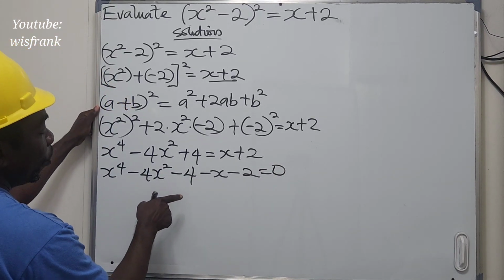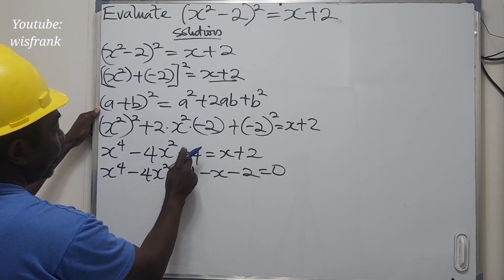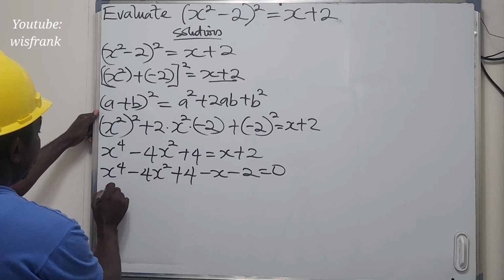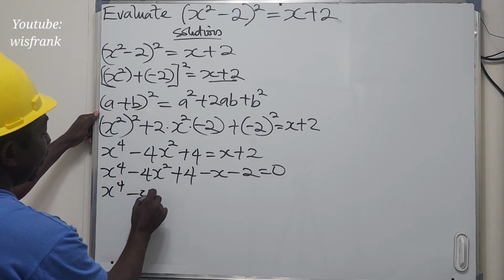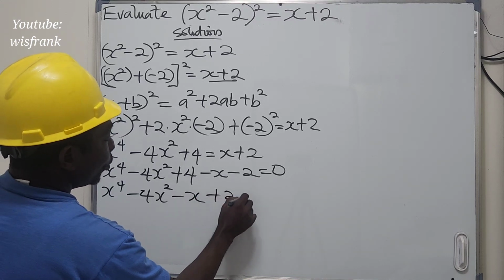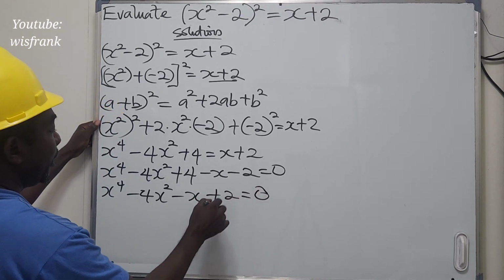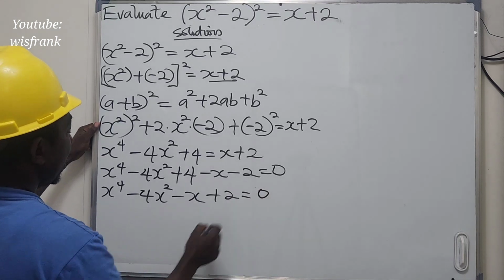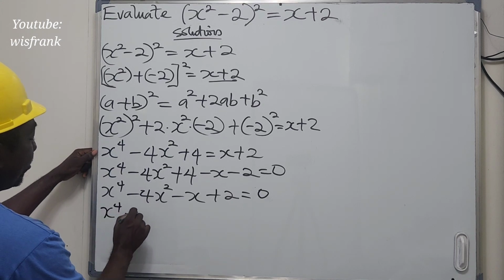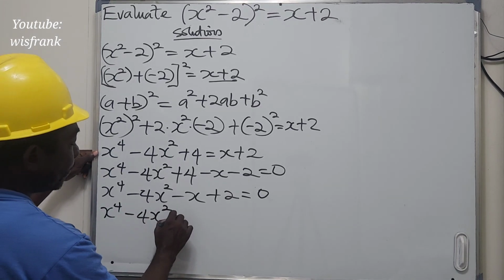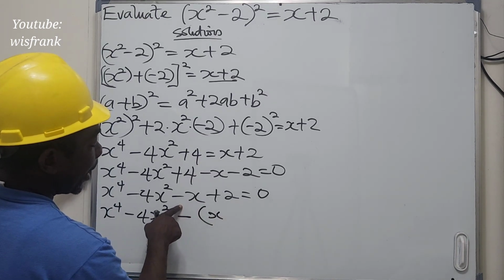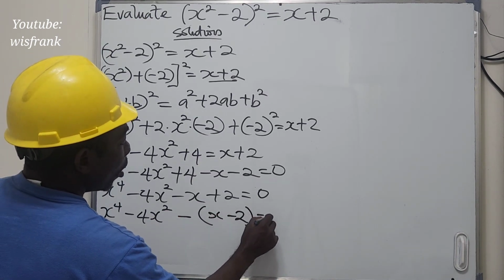In this situation, this is +4 here. We have that 4 − 2 is 2. So this will become x⁴ − 4x² − x + 2 = 0. So this is what we have. In this situation, we can factor this out. So here will become (x⁴ − 4x²) − (x − 2) = 0, since x divided by minus becomes minus 2.